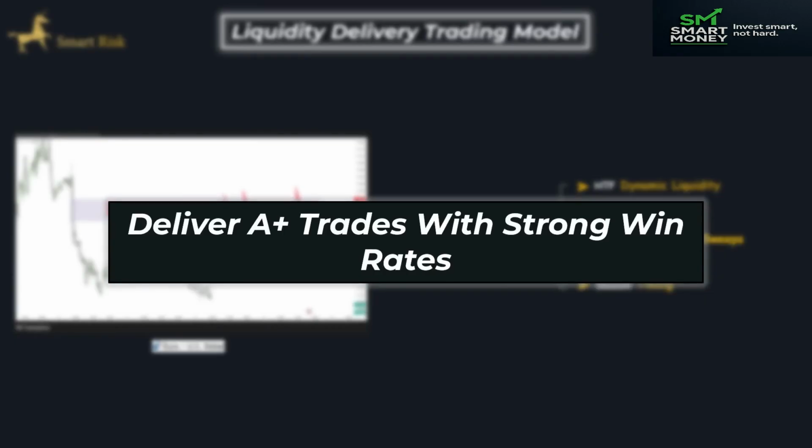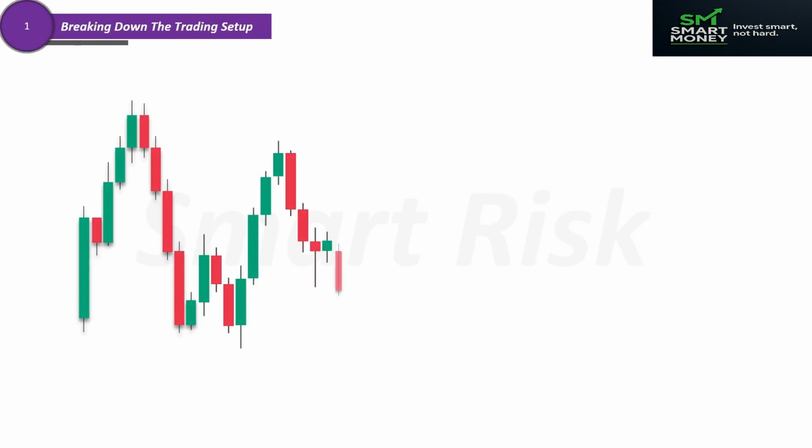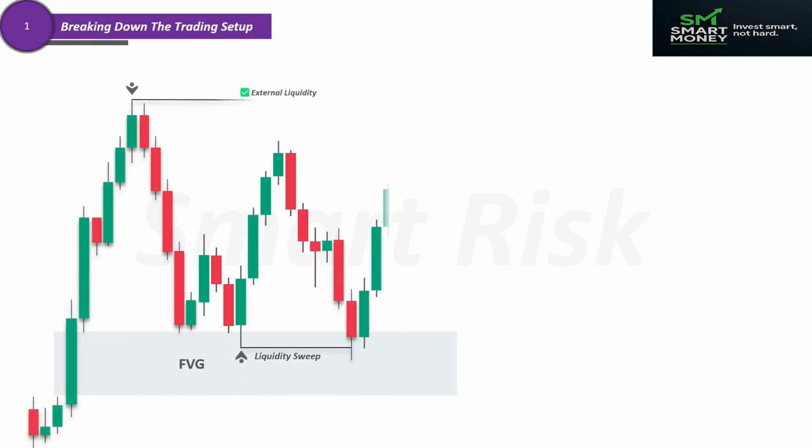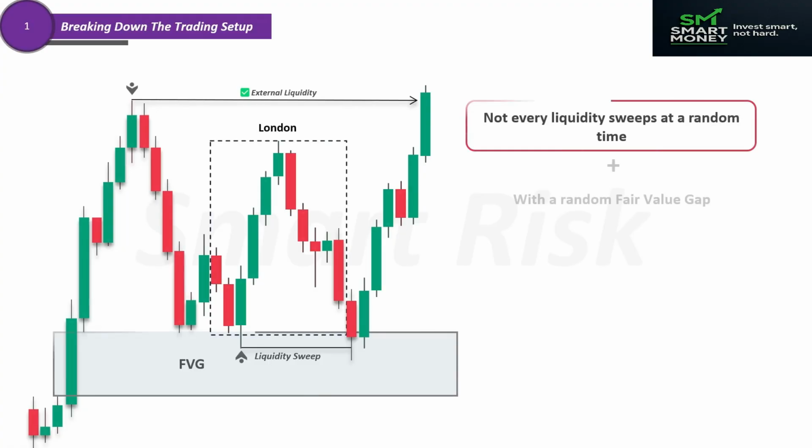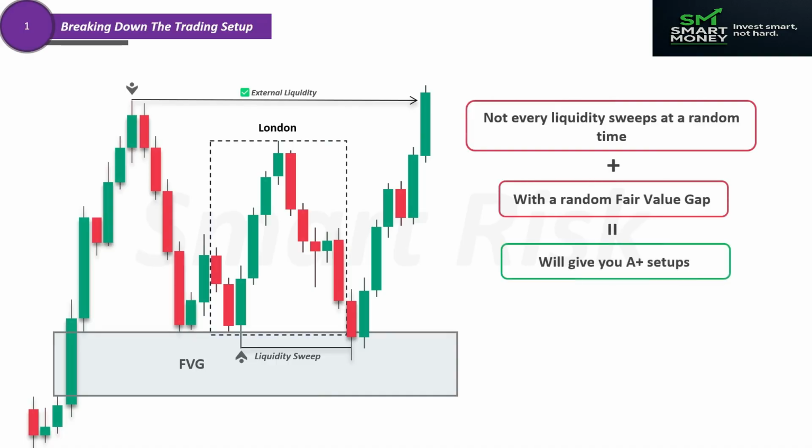win rates. In a bullish scenario, this setup forms when price sweeps sell-side liquidity from a key level, right before tapping into an unmitigated bullish fair value gap. Then price quickly reverses back inside the range of that key level and continues pushing higher. But keep this in mind. Not every liquidity sweep at a random time, combined with a random fair value gap, will yield A-plus setups. For the best results, you need proper alignment with specific time windows and time frames.